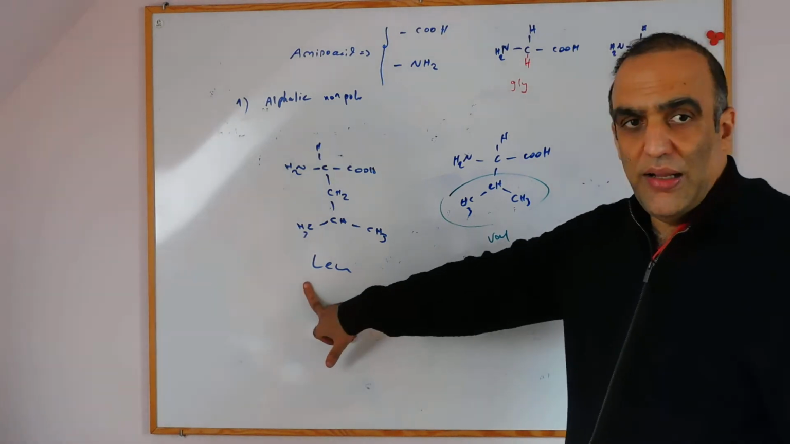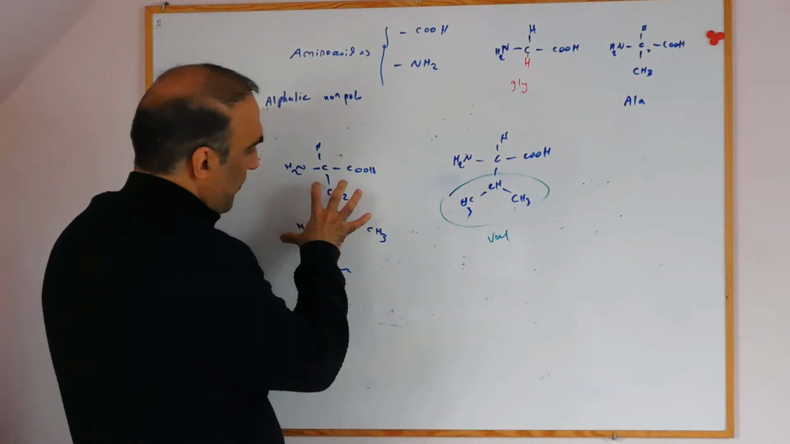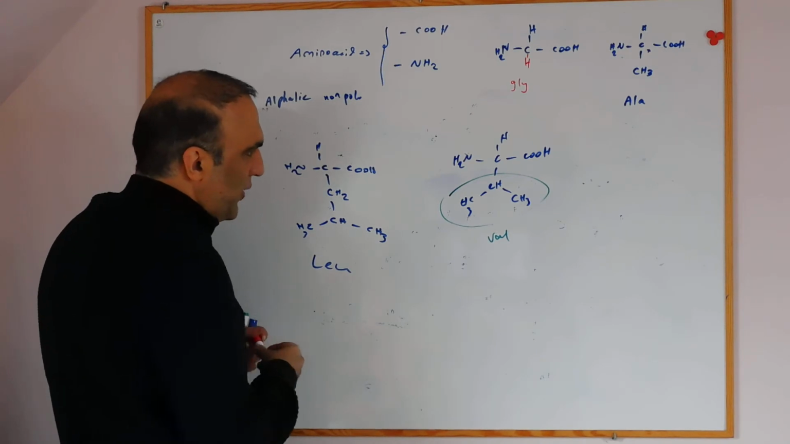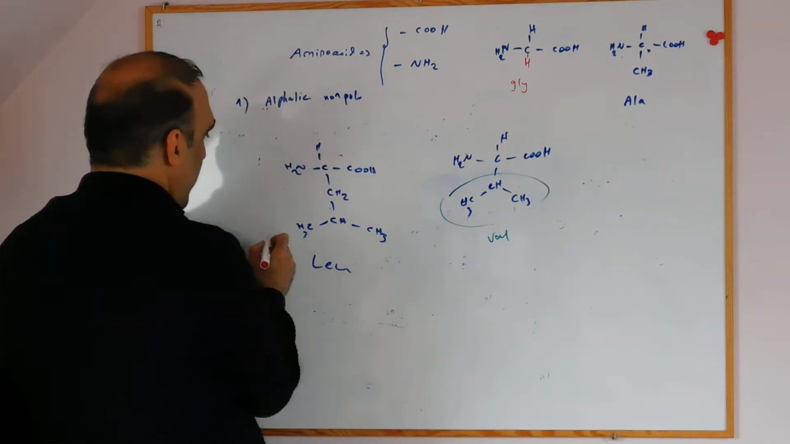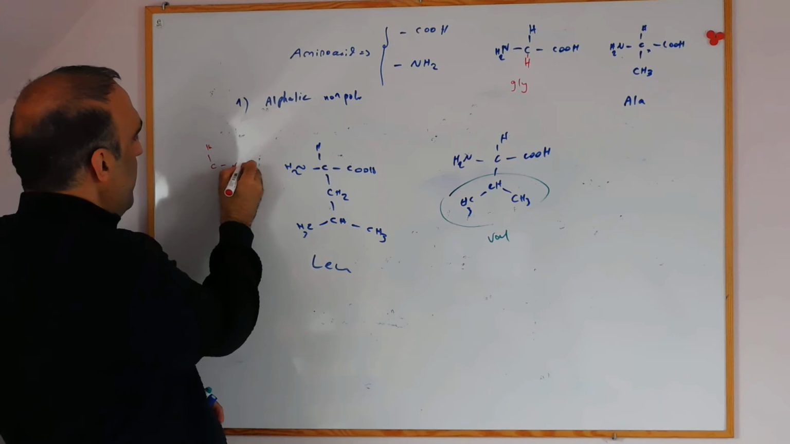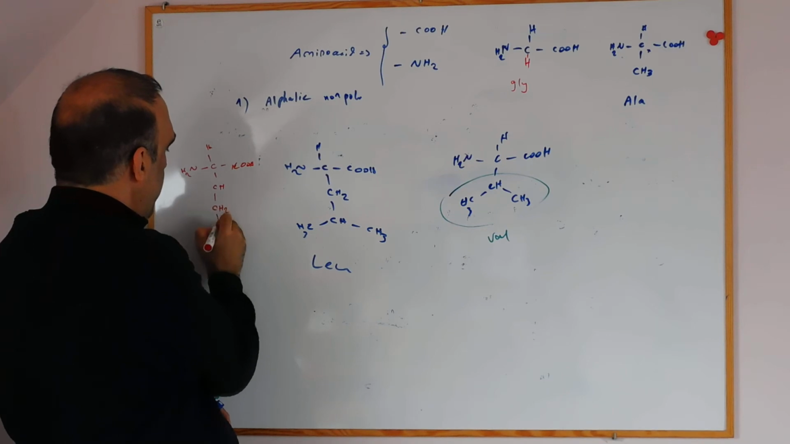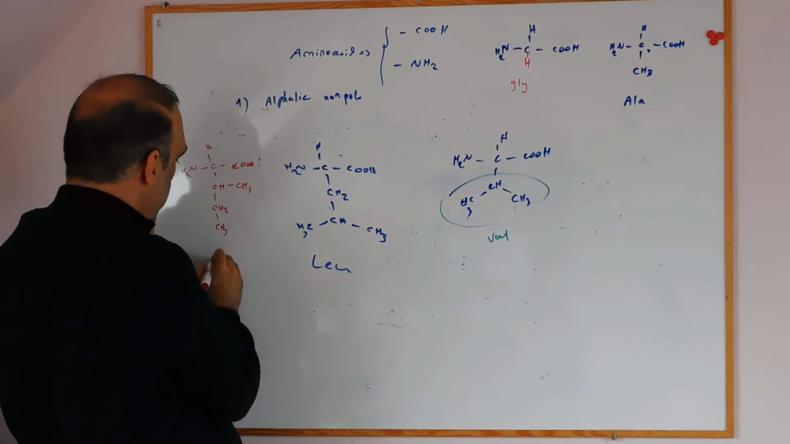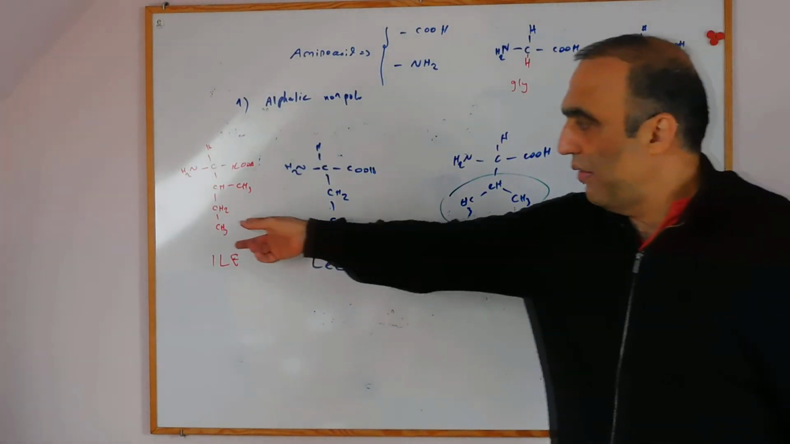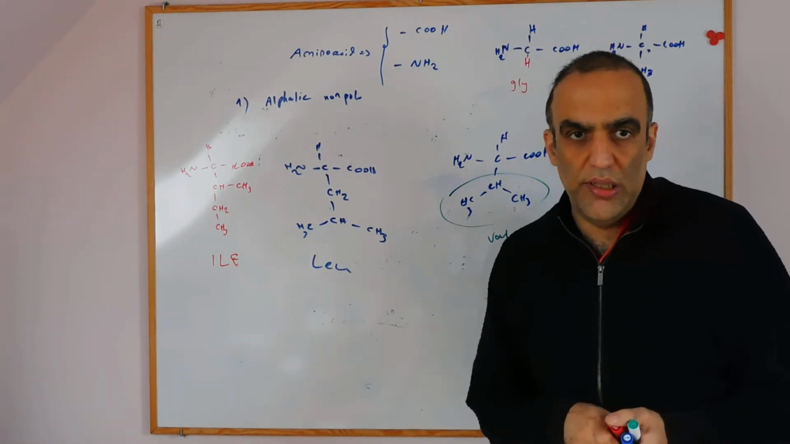The other one is isoleucine. In isoleucine, instead of the isobutyl, we have a secbutyl. If we have the same group but we change it just to the secbutyl, it will be isoleucine. As you see here, in isoleucine the secbutyl is instead of the isobutyl. It is very important.